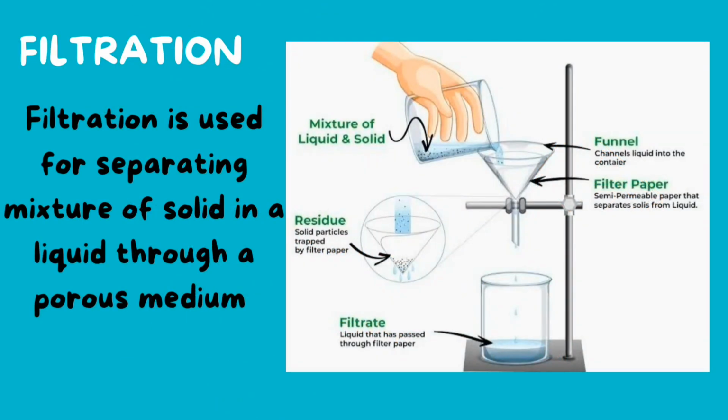We have filtration. Filtration is used for separating mixtures of a solid in a liquid through a porous medium. See in the picture above, we have the filter paper in the funnel, and we have the residue, which is the solid material, and we have the filtrate, which we have collected.